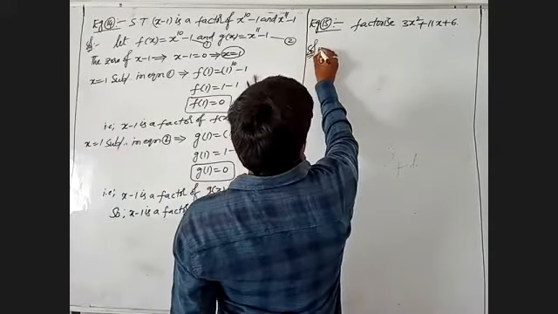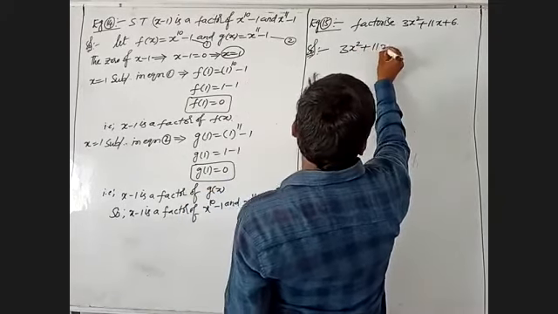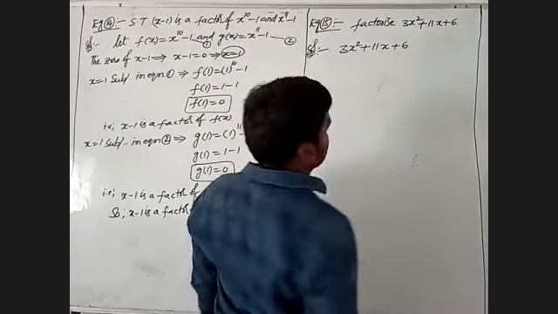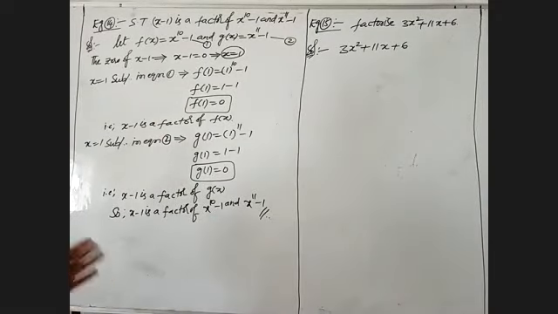What is the given polynomial? The given polynomial is 3x square plus 11x plus 6. This is the most important factorization. We will observe in this one. What is the form of the given polynomial? The given polynomial is 3x square plus 11x plus 6.